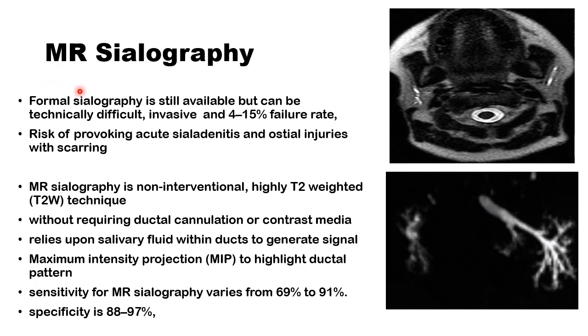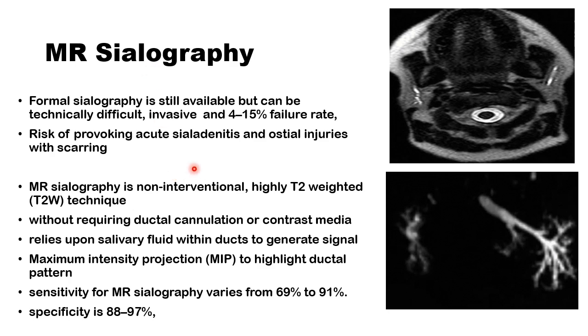Formal sialography, by injecting a radio-opaque material in the salivary gland duct system, is still available, but it's not very widely used because it is technically difficult. It can fail in up to 15% of the cases, and it is invasive. It can also provoke some inflammatory process in the gland and can cause injury to the ostium, the papilla, and some scarring. Rather than the formal sialography, magnetic resonance sialography is a much better option.